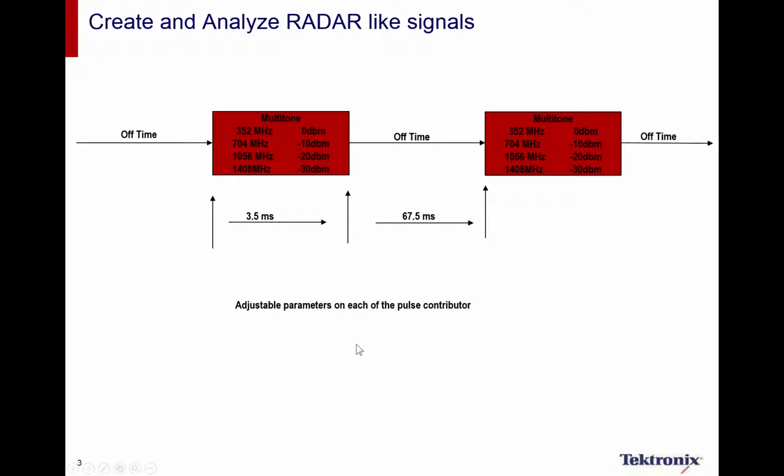In this case, we're going to create and analyze radar-like signals with an off time of 67.5 milliseconds, and it's active 3.5 milliseconds, and inside it's a multi-tone, not only different frequency but also different power levels. And there's an off time and on time. I'm going to show you how you do this, and all of these parameters are adjustable, and you can have more pulses if you like.